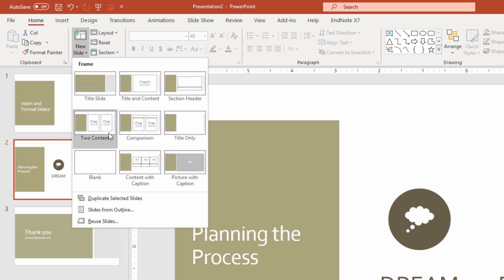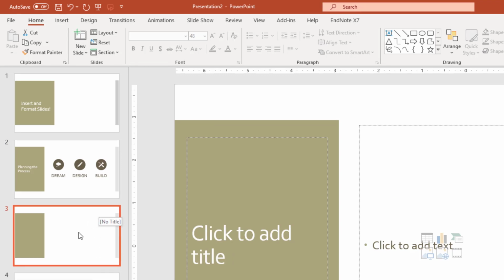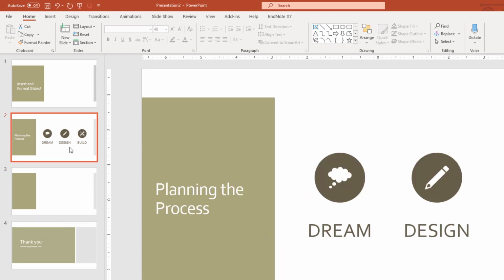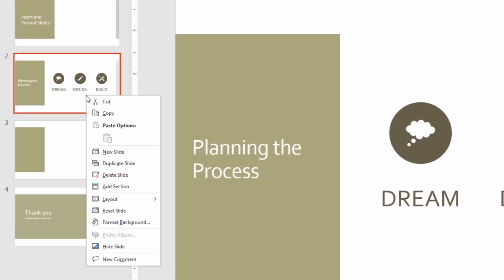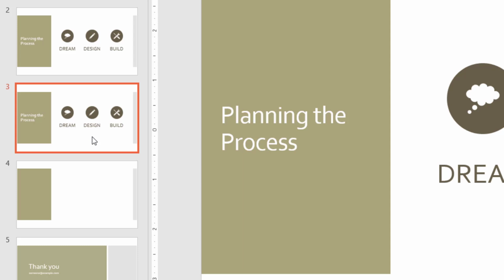So let's say we do the two content layout, so we're going to click on that one, and then we've added our new slide in between the old slides 2 and 3, and this becomes a new slide 3. And if you really like this layout, you can also duplicate it. So let's say I really like this slide 2, there's a way to duplicate a slide, and then maybe I'll add new information on this one with the same format.